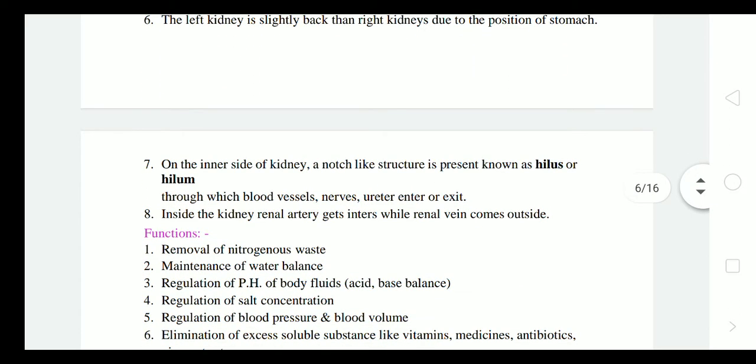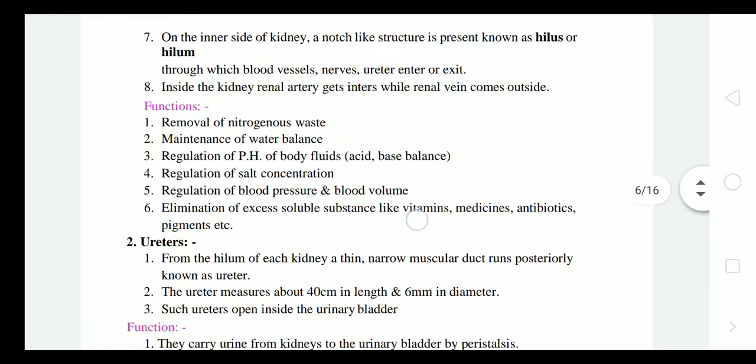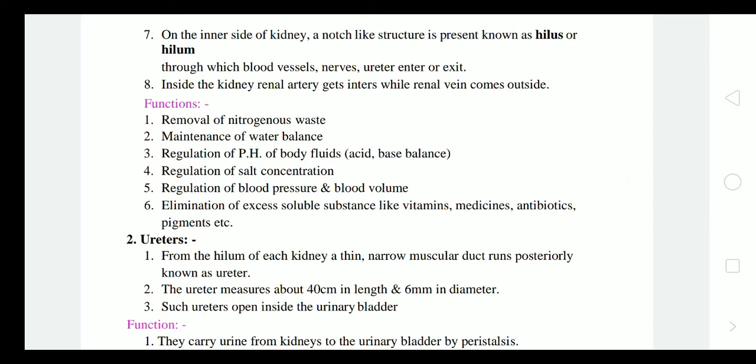On the inner side of the kidney, a notch-like structure is present, which is known as hilus or hilum. A notch means a structure going inwards, through which blood vessels, nerves and ureter enter or exit. That is the opening point of the kidney. Inside the kidney, the renal artery enters while the renal vein comes outside. So the renal artery enters and the renal vein comes out of the kidney.